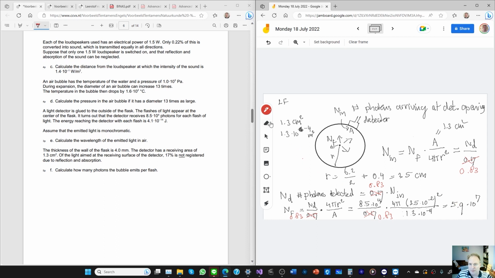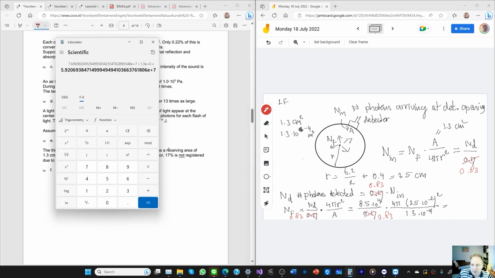So, get this out of the way. I have to do it again. I can just multiply whatever I found by the ratio here, but let's just do it from scratch. 8.5 divided by 0.83 times 4 times pi.